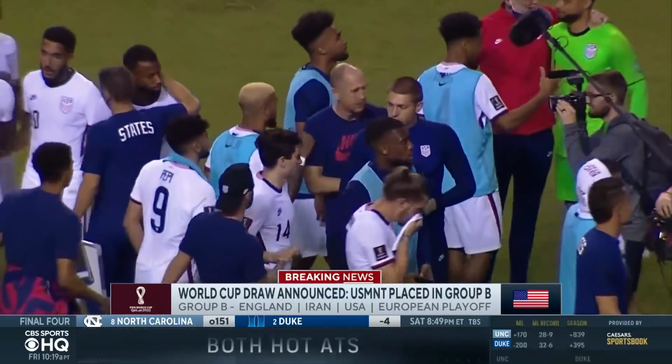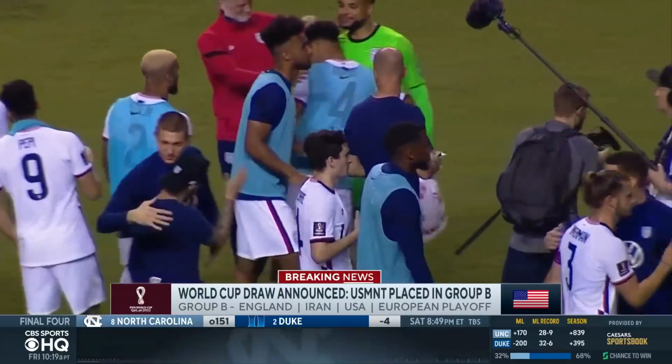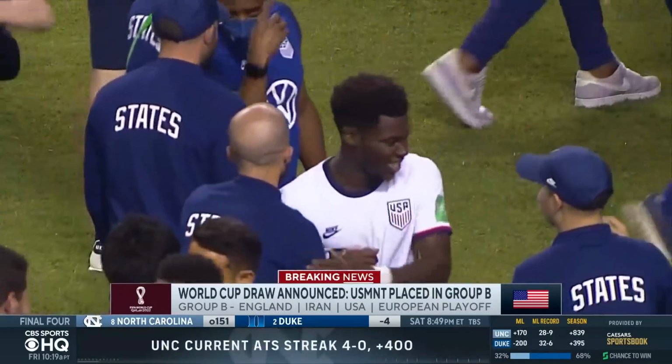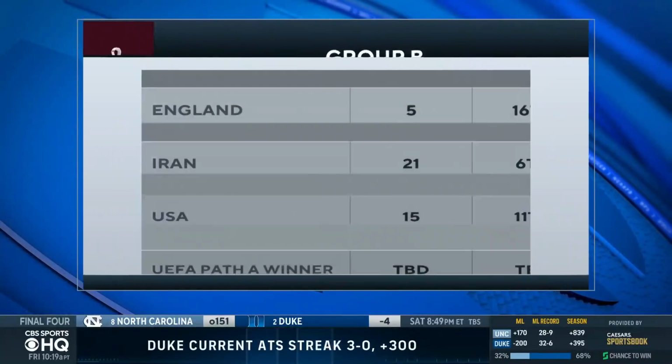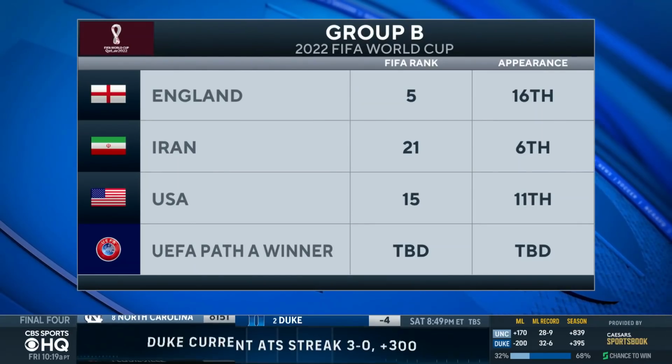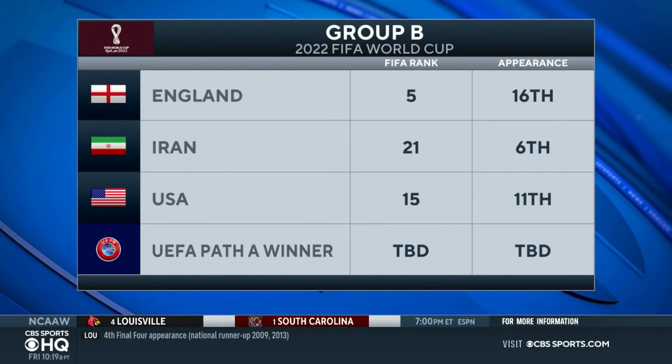Now, the USA have a history with England in their group. They beat England, of course, in that famous game back in 1950, one of the biggest World Cup upsets of all time. And they drew with England in the group stage in 2010 on their way to an appearance in the quarterfinals that year, as you take a look at the group.